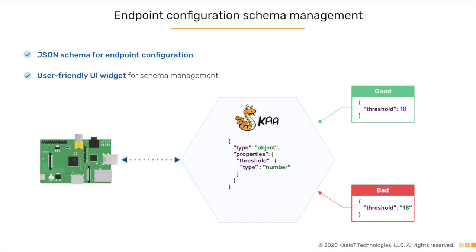In the previous Kaa version, endpoint configuration was a free-form JSON document. Now we introduce a verification mechanism for endpoint configuration by using configuration schemas. There is a new widget on the Kaa Web dashboard that you can use to easily set up a configuration schema for your endpoint. Let's see how it works.